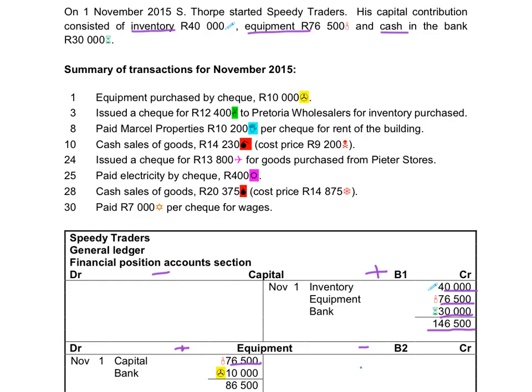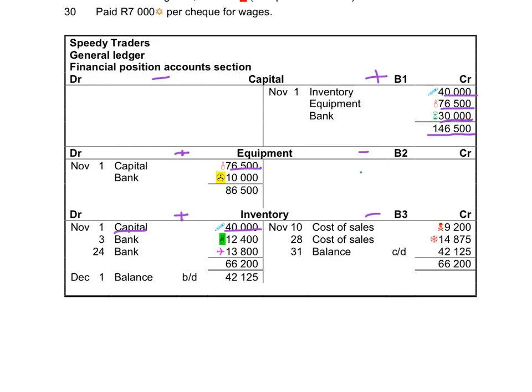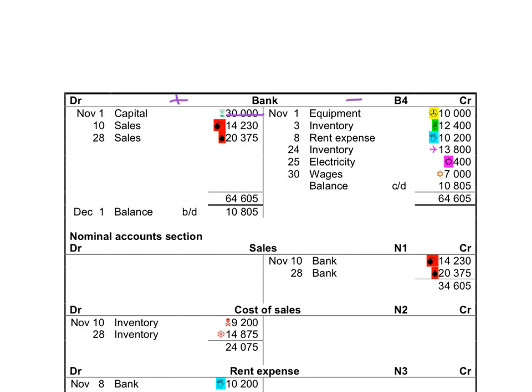Equipment purchased by check 10,000. We paid by check, so the money went out of the bank, so the bank account will be one of the accounts and the double entry will be completed in equipment. Equipment was purchased, so the equipment asset increases on the debit side and the bank will be credited. The bank account is credited with the 10,000 to indicate that the money in the bank decreased and that the equipment account was debited.